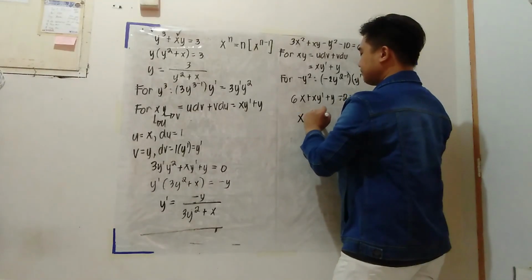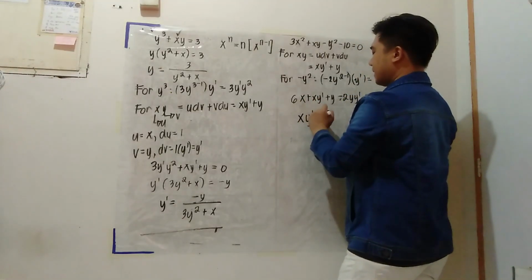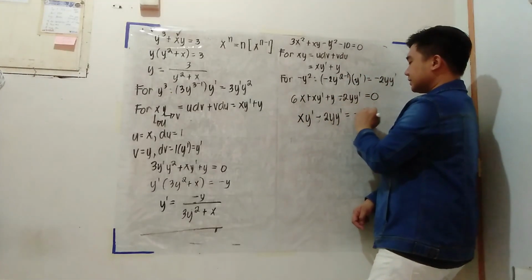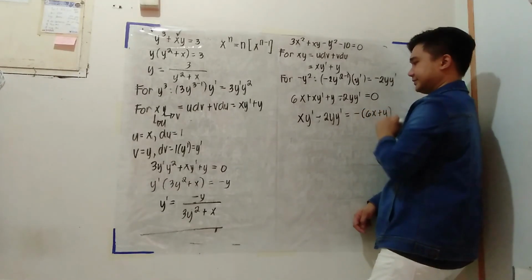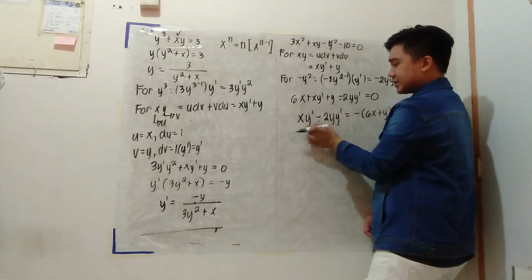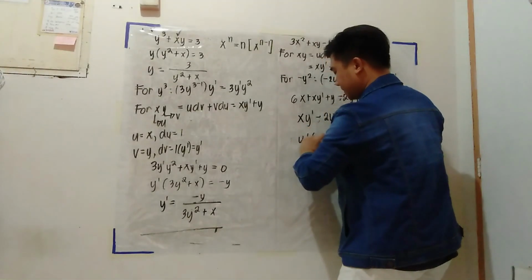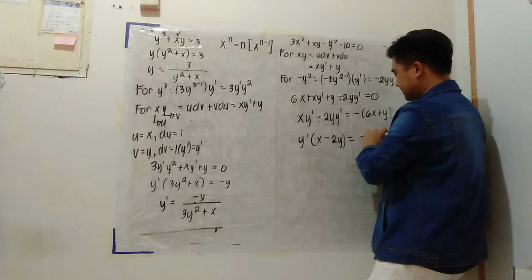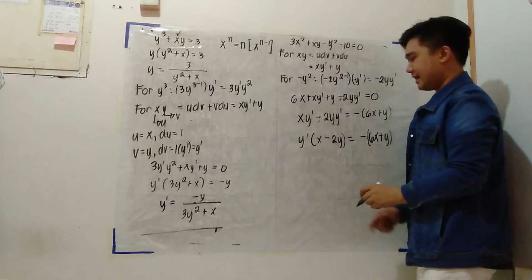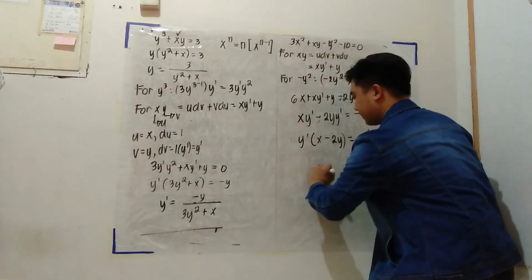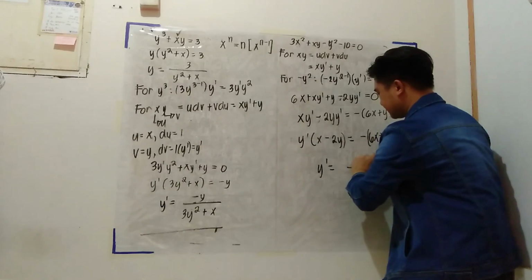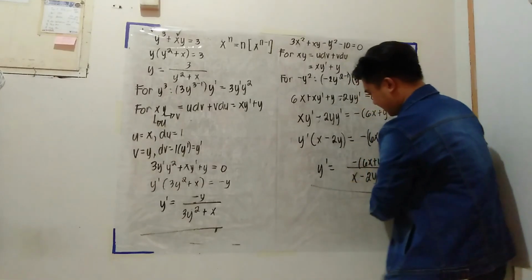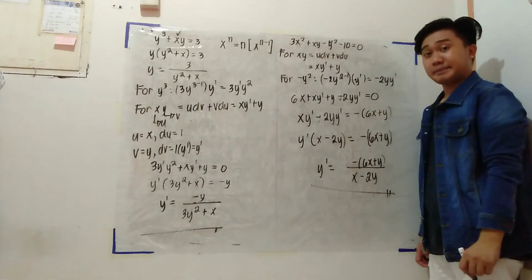So, xy prime minus negative 2y y prime. And then 'to, i-transpose ko. Minus 6x plus y. And then, i-isolate ko si y prime. Y prime, quantity x minus 2y equal to negative 6x plus y. And then, dalhin ko sa baba, y prime is equal to negative 6x plus y all over x minus 2y. And that is already your y prime.